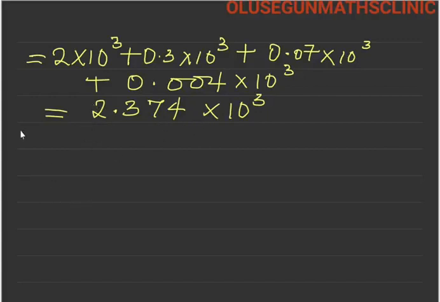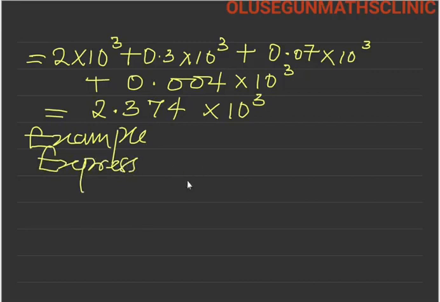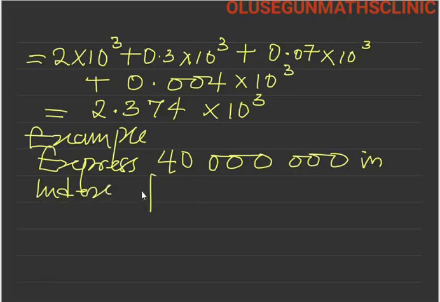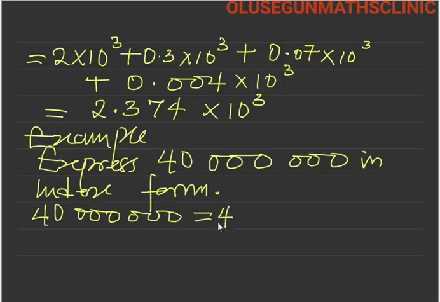Let's have an example. For example, we said express 41,230,000 in index form. If you have to write this in index form, as I've explained earlier, the 4, 1, 2, 3 will now be 4 times 10, 1, 2, 0, 0, 0, 0.